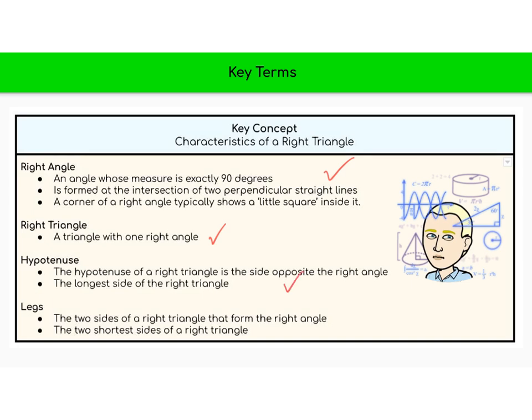Next we have our hypotenuse. The hypotenuse of a right triangle is the side opposite the right angle. It's also the longest side of the right triangle. And then finally we have the legs, the two sides of a right triangle that form the right angle, the two shortest sides of a right triangle.